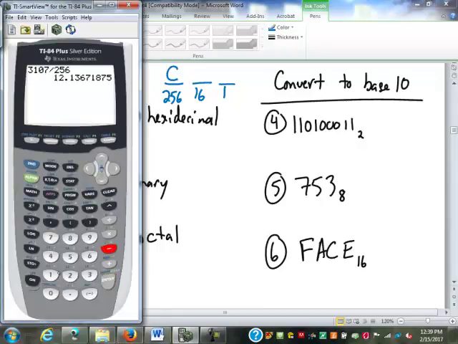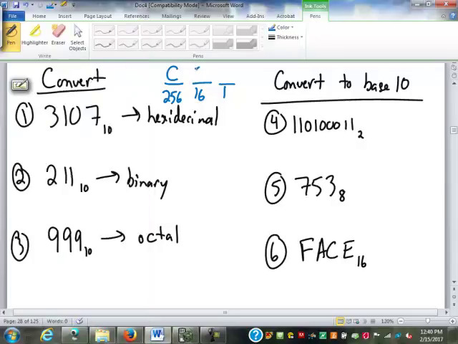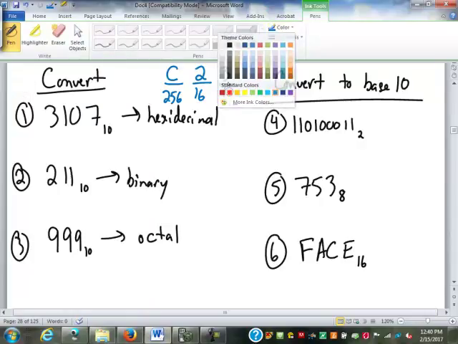So now we'll subtract 12 and multiply by 256 to figure out what's left. So there's 35 left. Out of 35, 16 will come out twice with 3 left over for the ones. So C23 is what that is in hexadecimal.